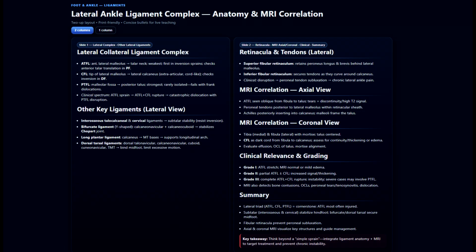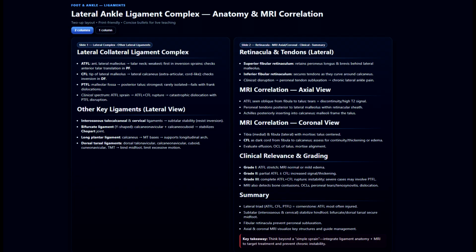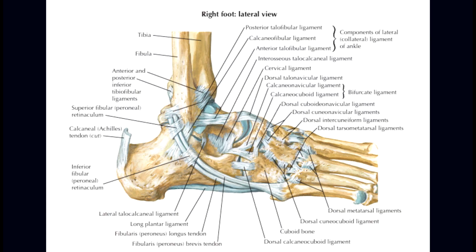The long plantar ligament running from the calcaneus to the bases of the metatarsals, contributing to longitudinal arch stability. The dorsal tarsal ligaments, including the dorsal talonavicular, calcaneonavicular, cuboid, cuneonavicular, and tarsometatarsal ligaments, which collectively bind the midfoot and resist excessive motion across the tarsal joints.